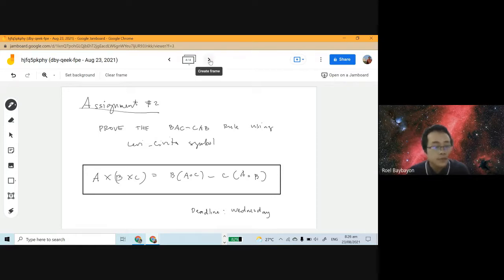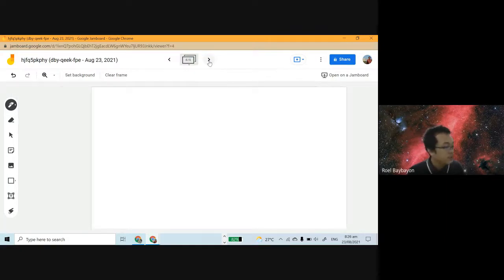Okay. So we are done with these vector operations. Now we will move to another. I will introduce another notation. This so-called the bracket notation.